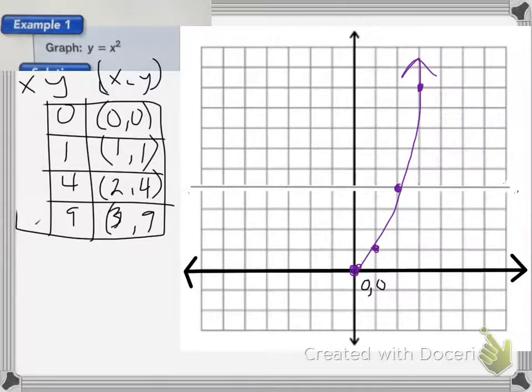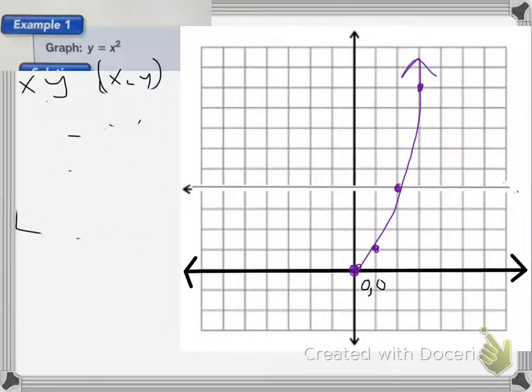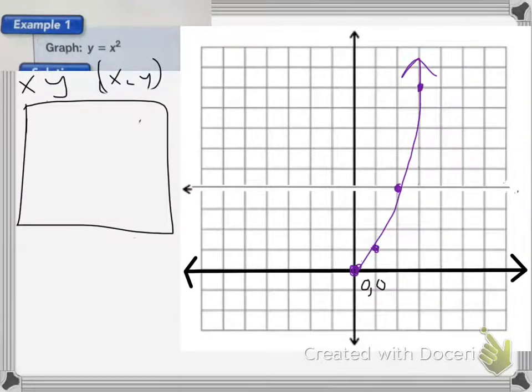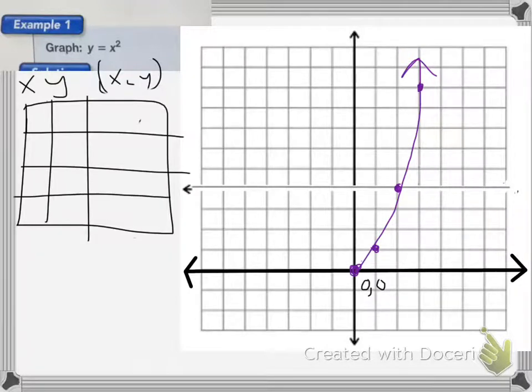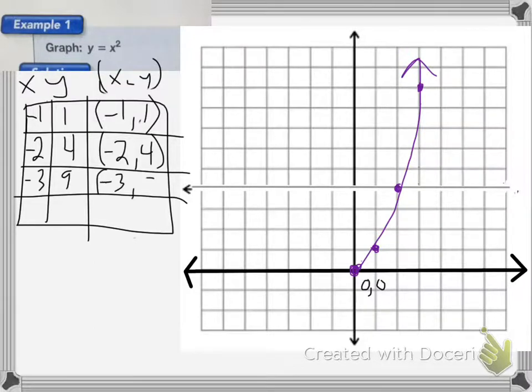So again, I'll do another function table with x and y. Okay, so if x equaled negative 1, y would equal 1, because negative 1 squared is equal to 1. So I'd have negative 1, 1. If x was negative 2, y would be positive 4. So it'd be negative 2, positive 4. Okay, negative 3 would be positive 9, negative 3, 9.